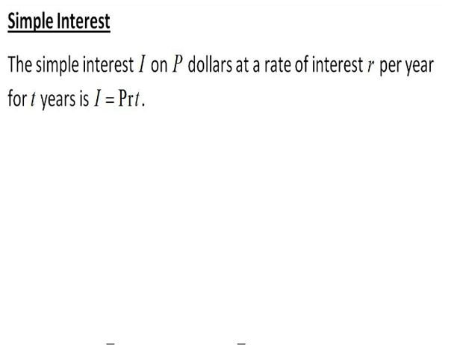So again, I is the amount of interest that has built up, P is the initial amount invested, R is the interest rate, don't forget to put the interest rate in decimal form, and T is the number of years. Now one of the things you need to make sure about T is remembering that T is in terms of years, so if they give you the time in terms of months or days or so on, you've got to convert it to years.